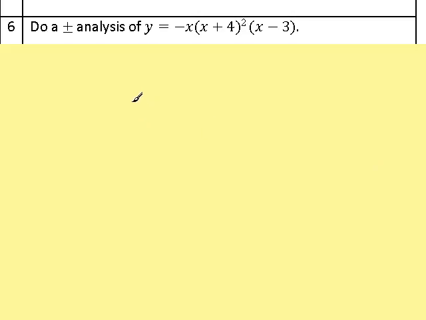All right, number 6, we want to do a plus-minus analysis of this polynomial. So we're going to put the zeros of the polynomial on the number line. Here we have x equals 0 coming from this first factor. We have minus 4 coming from the second factor. And we have 3 coming from the third factor. So we put the zeros on the number line in order, smallest to biggest. And then we look at values in between the zeros.